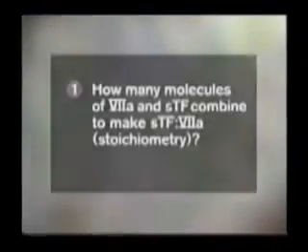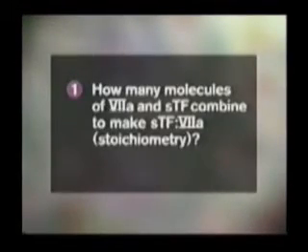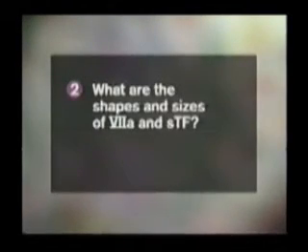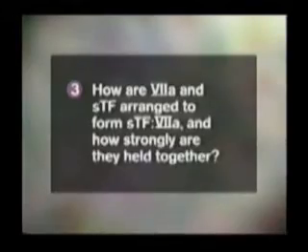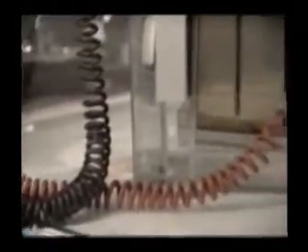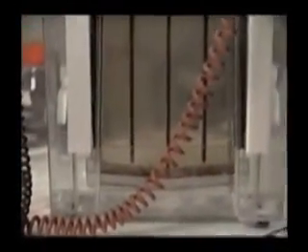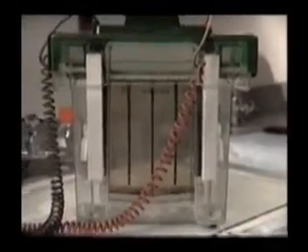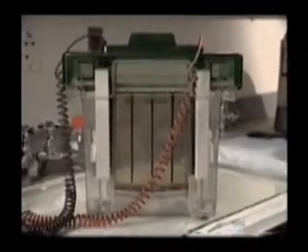Here's what we want to discover. How many molecules of STF and how many molecules of 7A combine in a clotting complex? In other words, what is the stoichiometry of the complex? What are the shapes and sizes of the two kinds of subunits? How are 7A and STF arranged in the complex, and how strongly are they held together? The answers to some of these questions can be found directly and easily by measuring molecular weights. So let's begin our investigation with a powerful laboratory technique called SDS polyacrylamide gel electrophoresis, or SDS-PAGE.